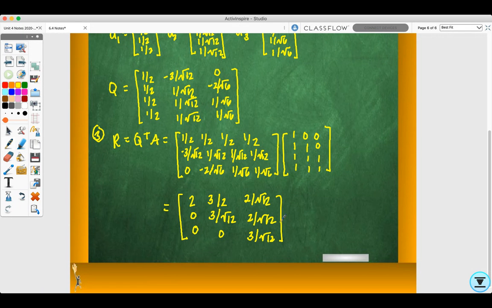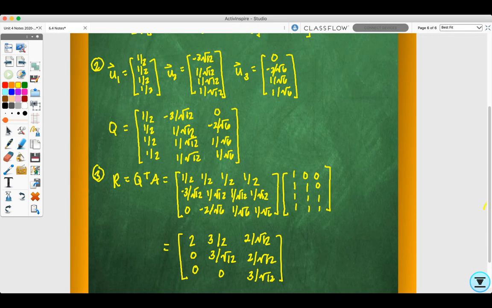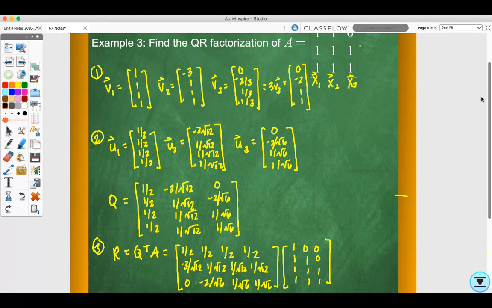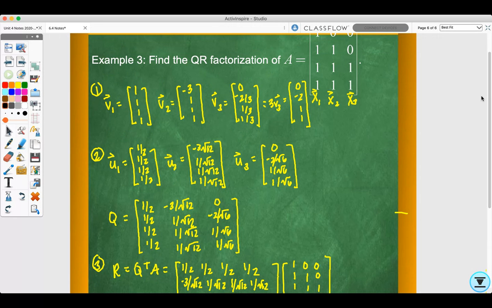So this is an n by n upper triangular invertible matrix with positive entries on its diagonal. And that is the QR factorization. I didn't show the work in steps 1, 2, and 3 because I wanted you to try to do that on your own. So just remember, for step 1 you needed to find the orthogonal basis for Col A. Step 2, you needed to normalize them. And then step 3, from theorem 12, we found R.